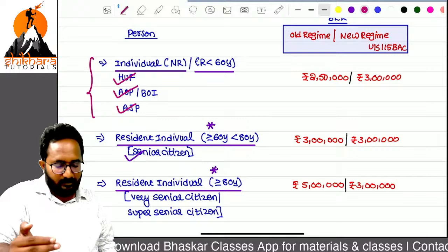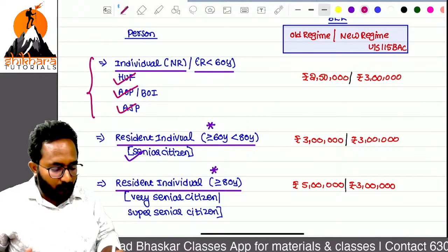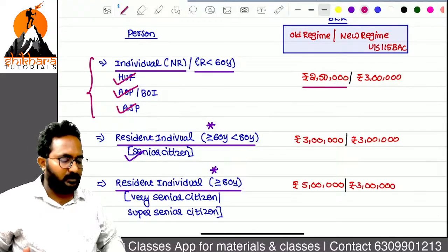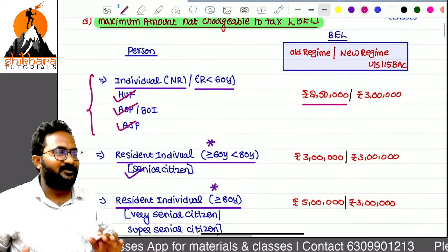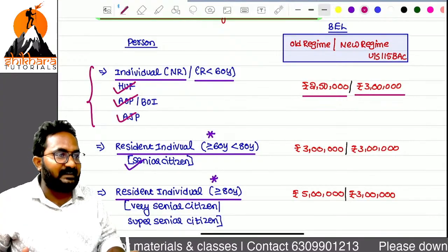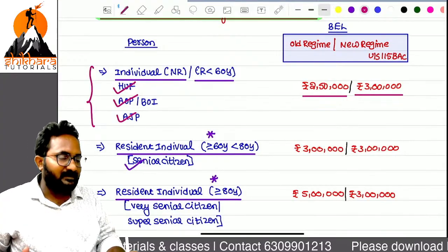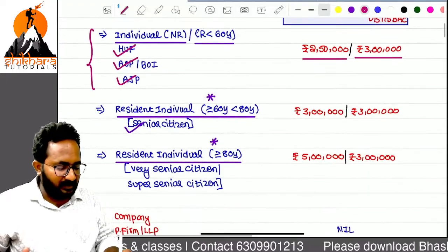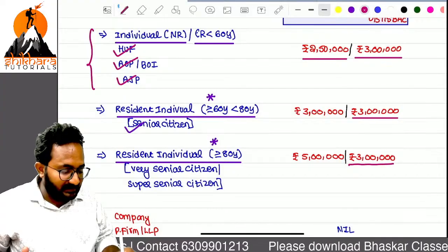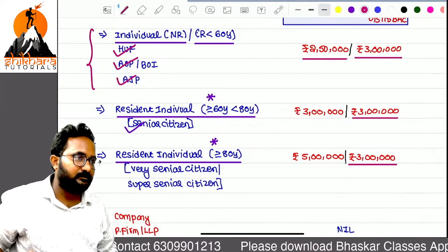HUF, AOP, BOI, AJP. If you are following the old regime, what is the basic exemption limit? 2,50,000. Here I will tell you. If you are following Section 115BAC, that is the new regime, residential status is not a factor. Age is also not a factor. Directly you will get the basic exemption limit of how much? 3 lakh.